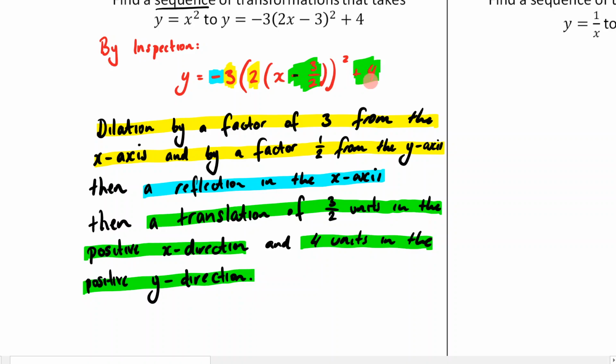So hopefully you can see why this is by inspection. We're just looking at it and then straight away writing down what our answer is going to be. Now that's the answer. We're done. Now I want to show you another way of approaching this type of question.